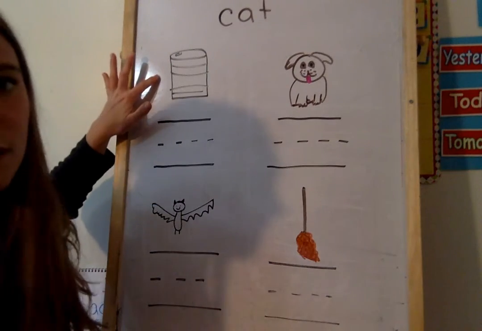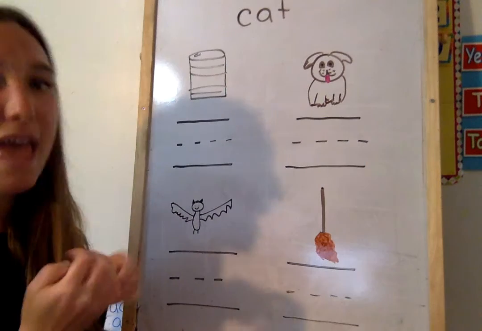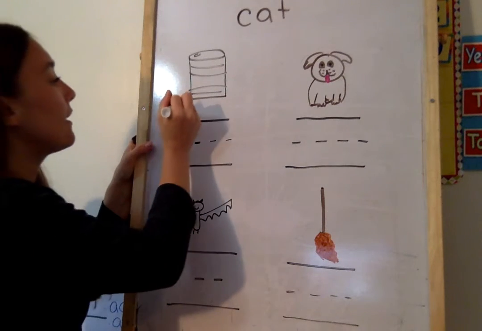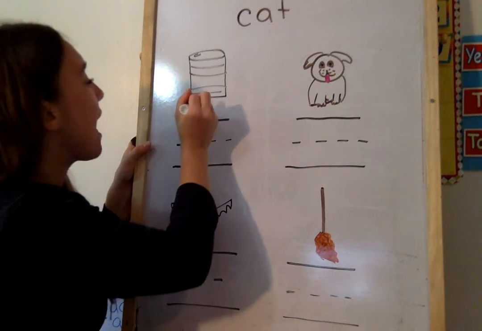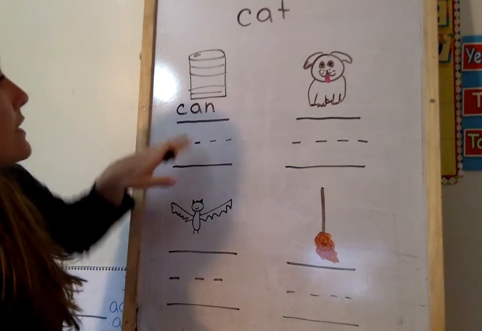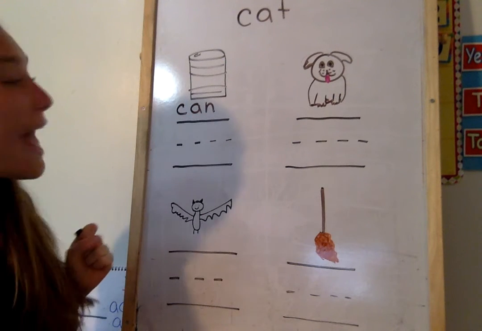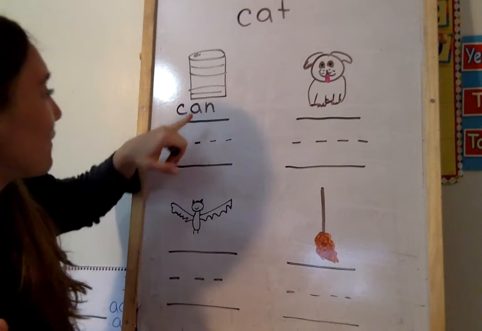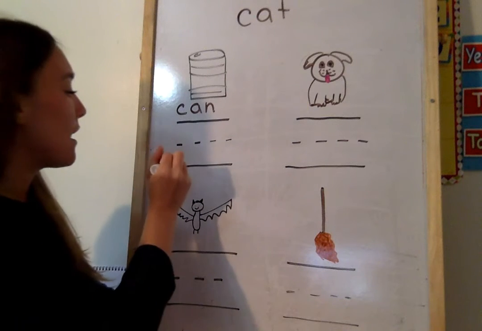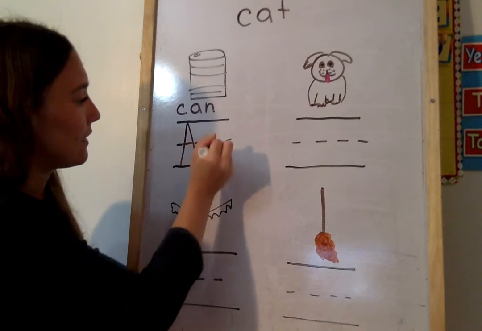So this is not the best drawing, but this is a can. The first sound we hear is k, C again. Can. So the middle sound is an A. My fault. Beginning sound is C. Middle is an A. So I'm going to write an upper and lower case A underneath the can.